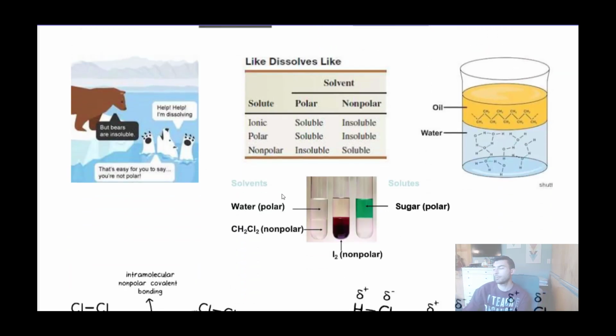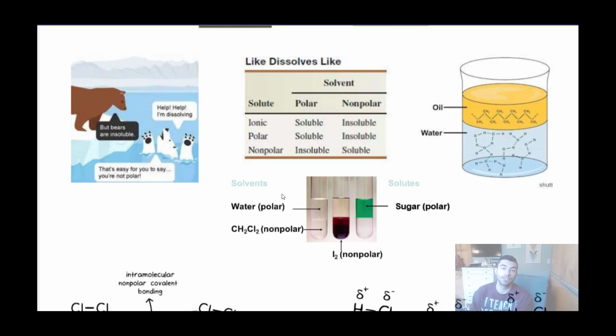We used the concept of polarity to introduce the phrase like dissolves like. And this is a shortcut for helping us determine whether or not something will dissolve in another substance or whether they will be miscible. And the main solvent we looked at all year was water. We looked at examples of water and oil versus water and sugar or water and salt. Water is a polar molecule like we saw up above. Only other polar molecules will dissolve in water.